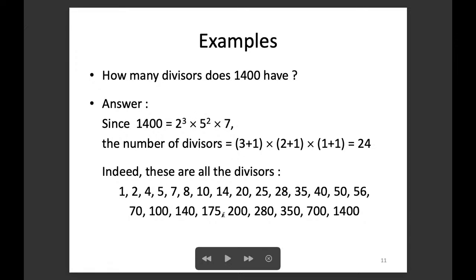So for all the different combinations, there are 24 of them. Each one corresponds to a certain choice of number of 2s, a certain choice of number of 5s, and a certain choice of number of 7s.